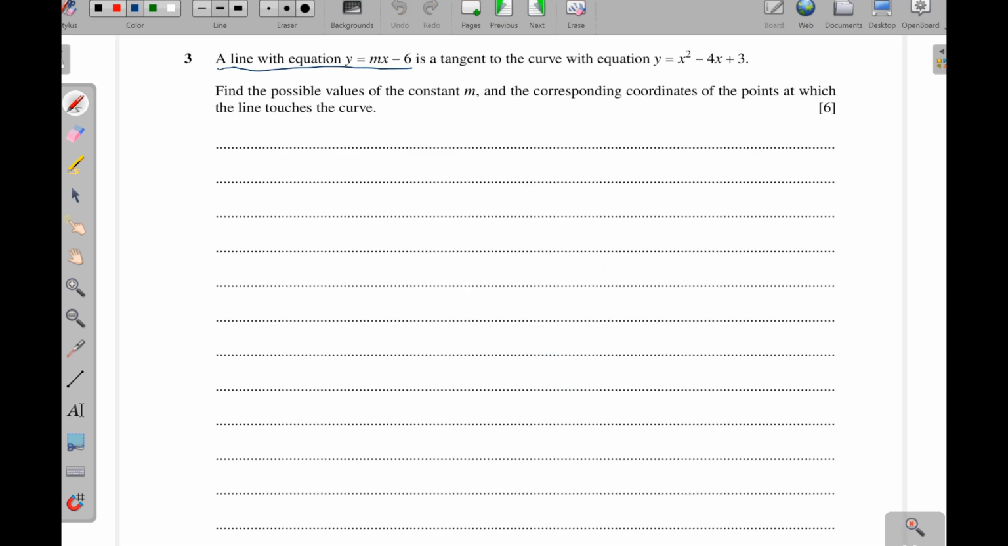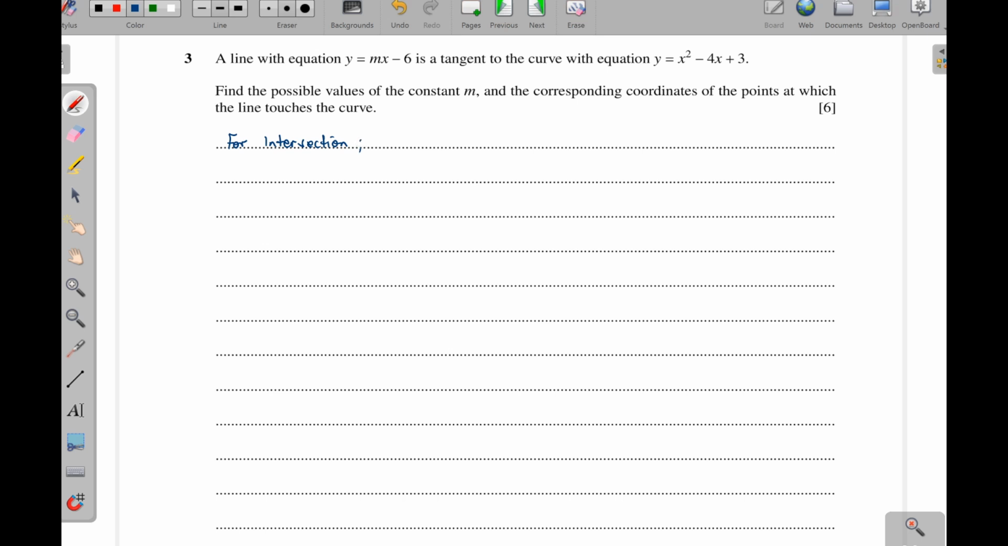Question 3. A line with this equation is a tangent to this curve. Find the possible values of the constant m and the corresponding coordinates of the points at which the line touches the curve. Now for intersection, I'm going to solve these two simultaneously.